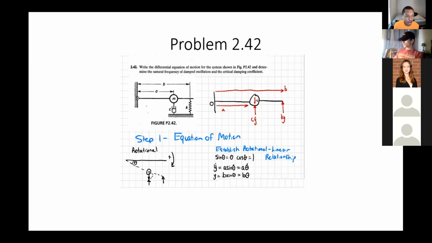It's asking, should mention that. Yes, it is. It asks for the natural frequency of damped oscillation. So omega d, that's what it's asking for. And then it also asks for the critical damping coefficient.